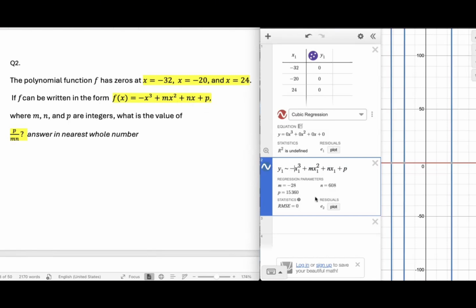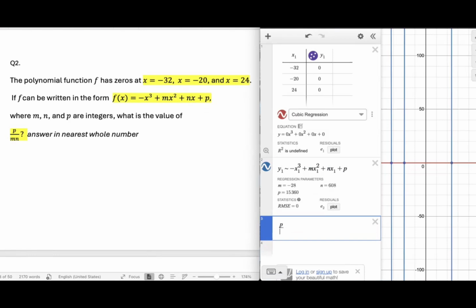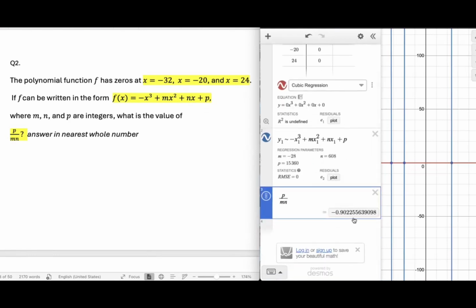And Desmos gives me the answer. It gave me m is equal to minus 28, n is 609, and p that. So you get all the answers. And they ask you what? p divided by mn. And you get negative 0.9, and the nearest whole number is -1.